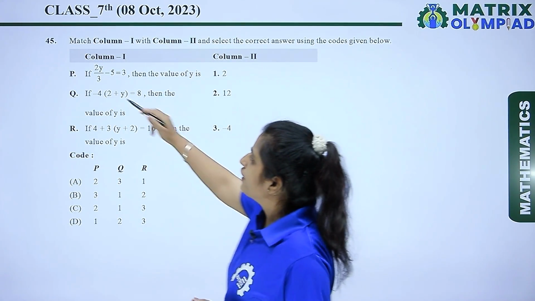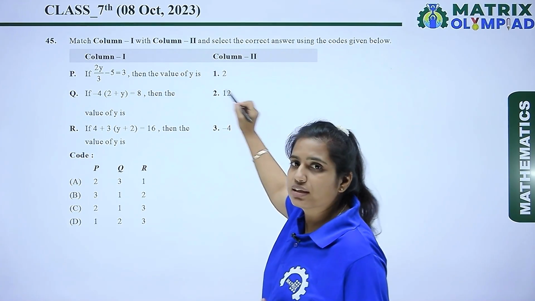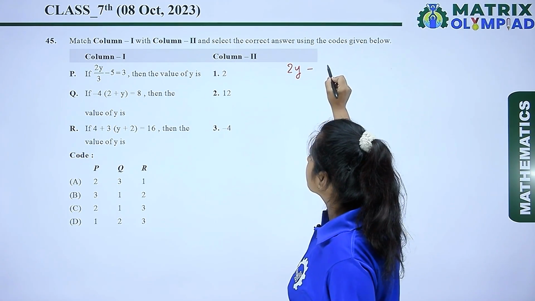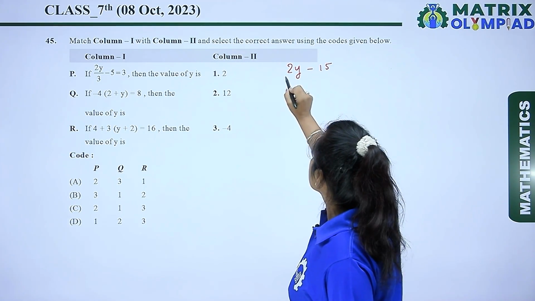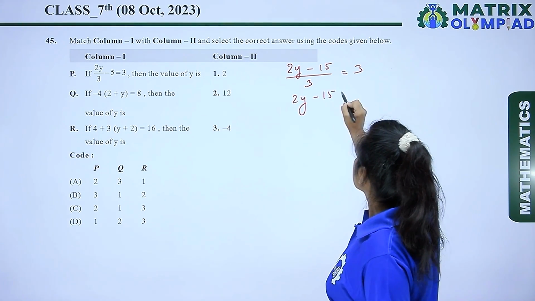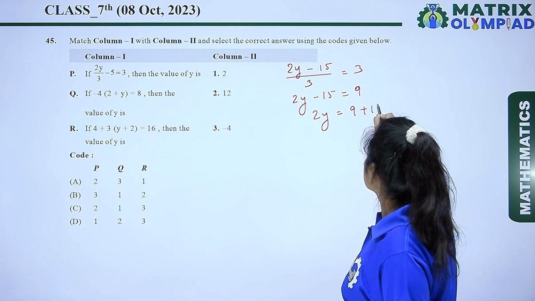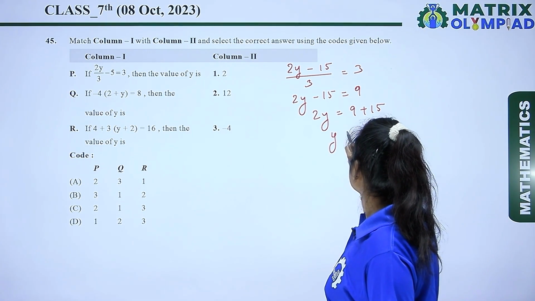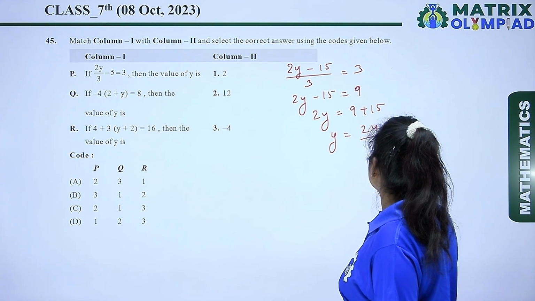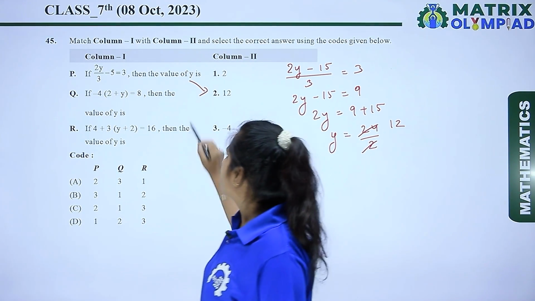45 question के अंदर आपको बोला है if 2y upon 3 minus 5 is equal to 3, then the value of y is. हमें y की value find out करनी है. So here we have 2y minus, let's take the LCM quickly. We have the 15 upon 3 equal to 3. अब next step में क्या होगा? 3 will be transposed. 3 multiplied by 3 is 9. 2y equal to 9 plus 15. Here y is equal to 24 upon 2, that is 12. तो y की value आ गई 12. तो option हम P का हो गया 2.